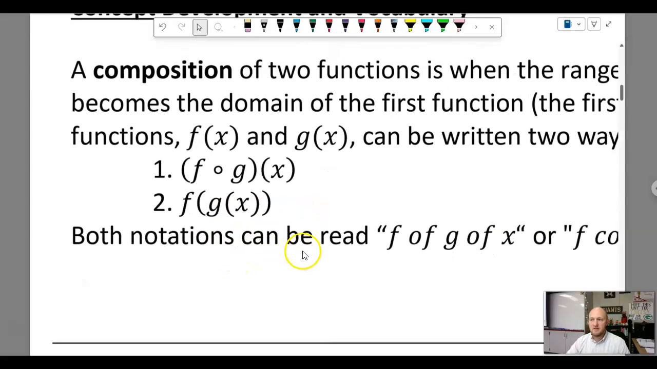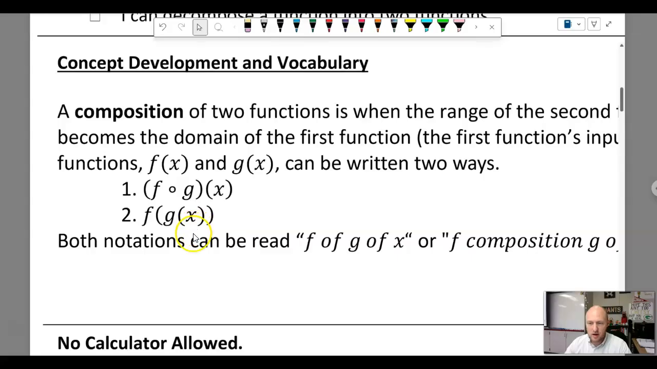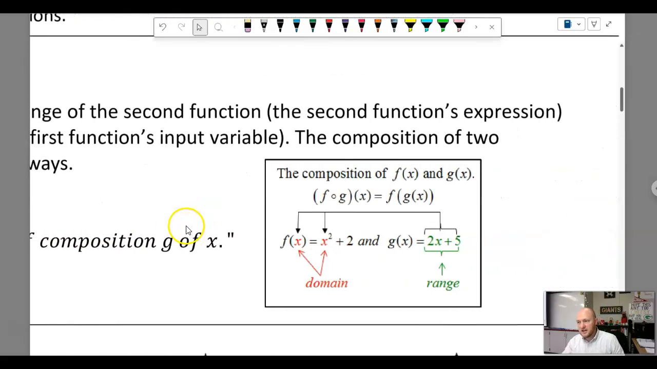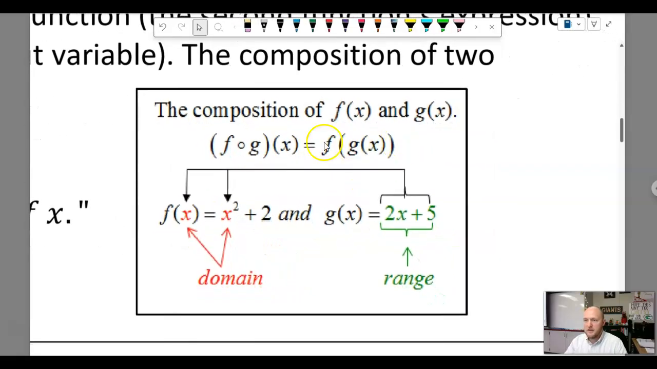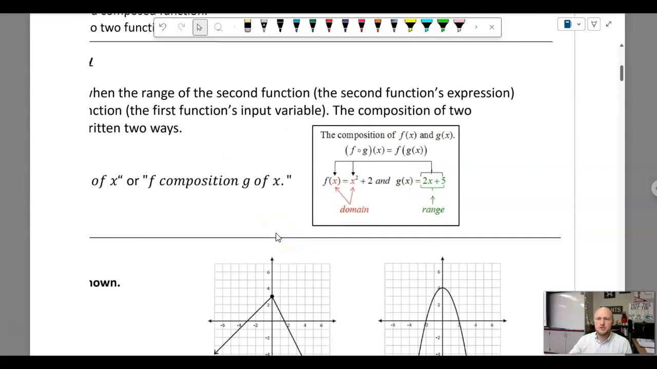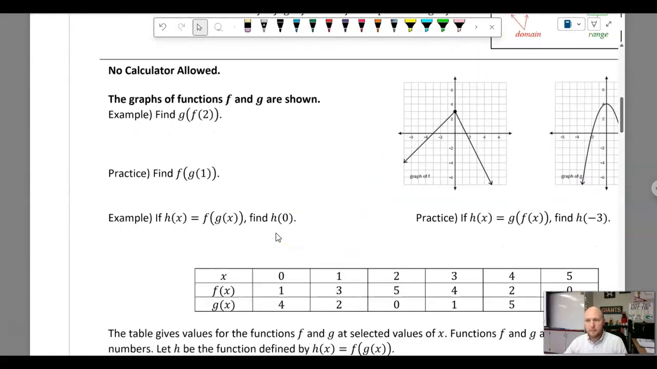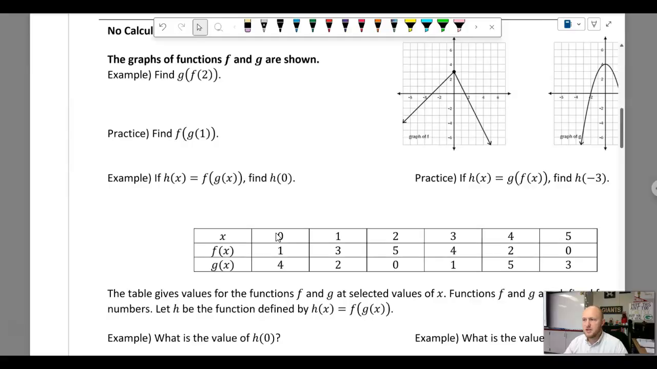The way we evaluate this is we start on the inside. I plug x into the inside function. You can see here, I'm going to plug the x value into g, and the range, what I get out, my y values, whatever gets kicked out, is then going to become the domain, or the input, of f. Then I plug that in. We'll do some examples here, which will make it pretty intuitive.